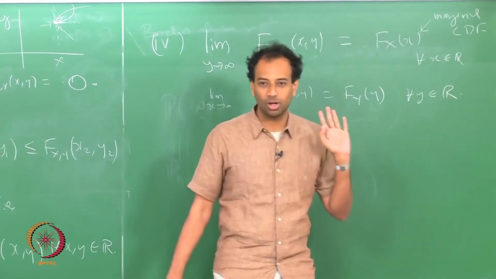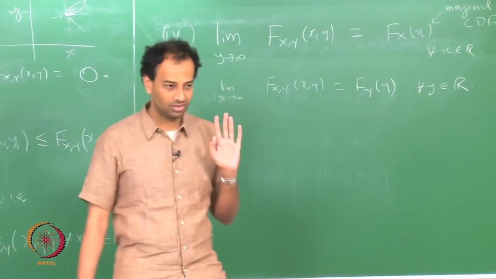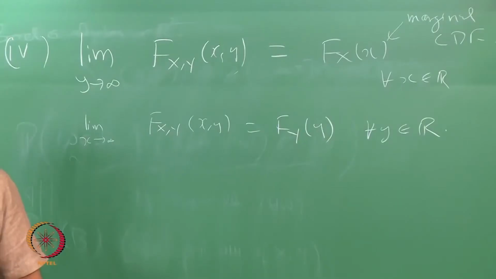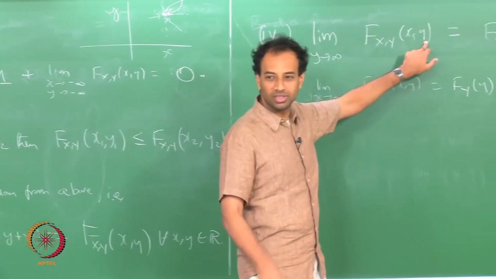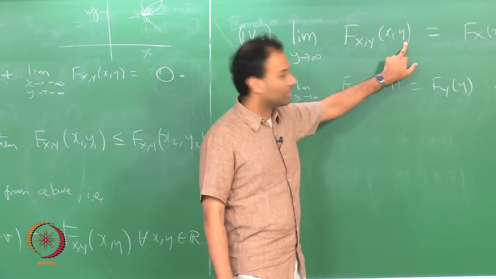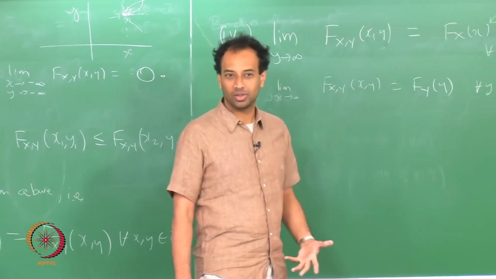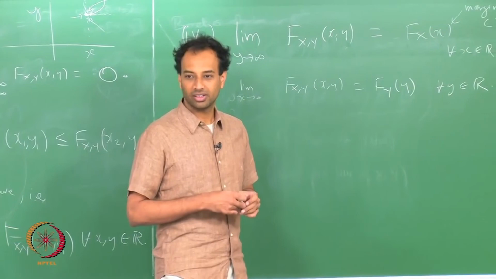Again, proving this should use some continuity of probability result. You will fix an x and send y to infinity along some sequence, and you will end up with the probability that X is less than or equal to x.